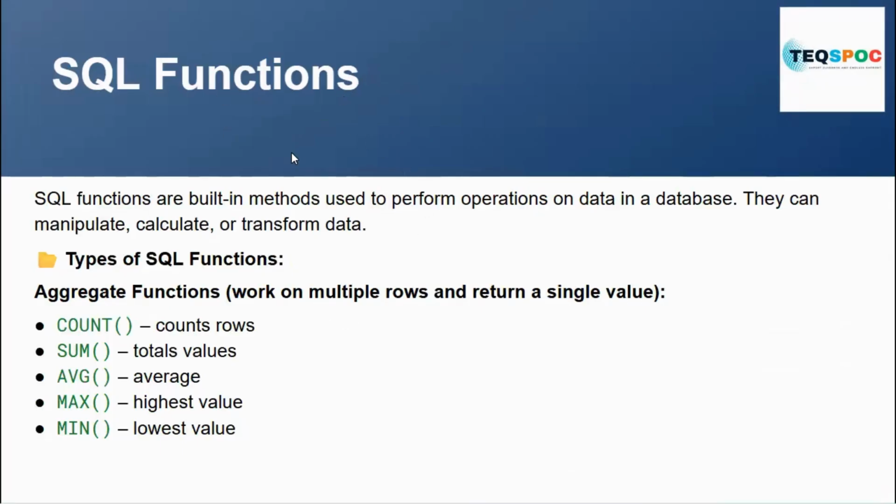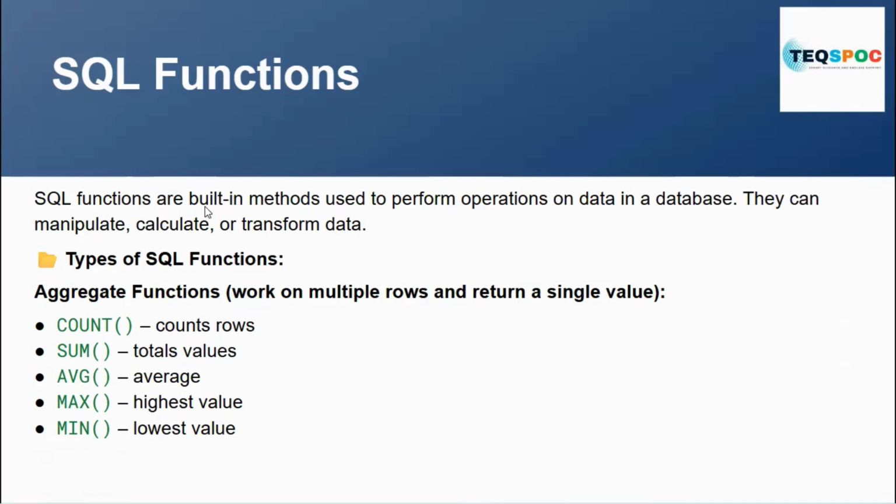Functions are similar to what we studied in previous classes with Java functions. In SQL, functions perform the same thing. Functions are predefined methods which perform certain operations. Like the count function, used for counting the number of rows. Sum is used for the total sum of the values. Average gives us the average of the values. Max gives the maximum, like if you want the max or min salary, for max salary you use max, for min salary you write the min function.